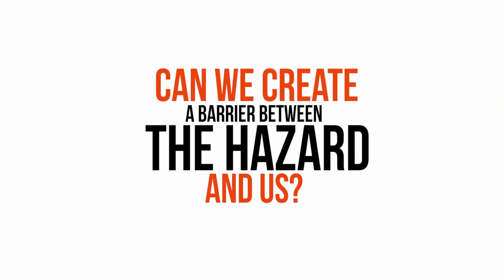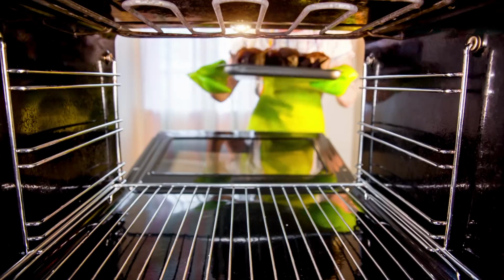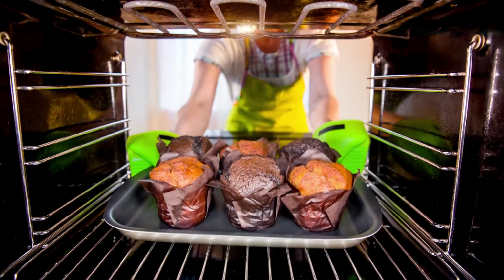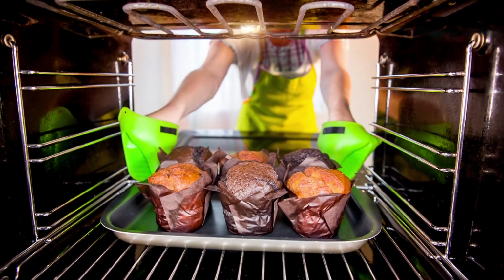Lastly, we have PPE, or personal protective equipment. You've probably noticed this is on the bottom of the hierarchy of controls. That's because it's the last line of defense. All PPE really does is create a barrier between you and the hazard. Now, a good example of using PPE in the kitchen is something simple like oven mitts. All those will do is provide a small barrier between you and the source of heat.